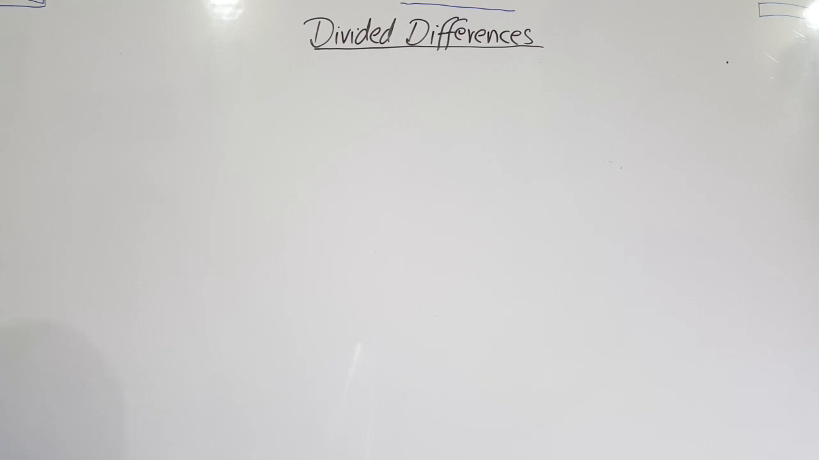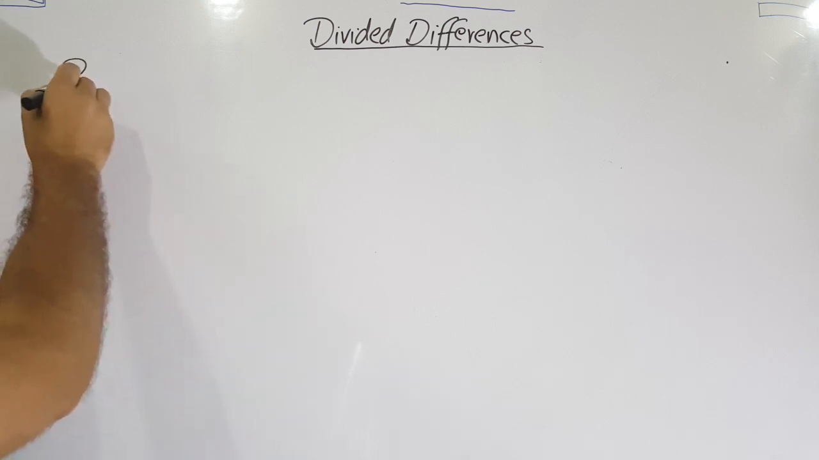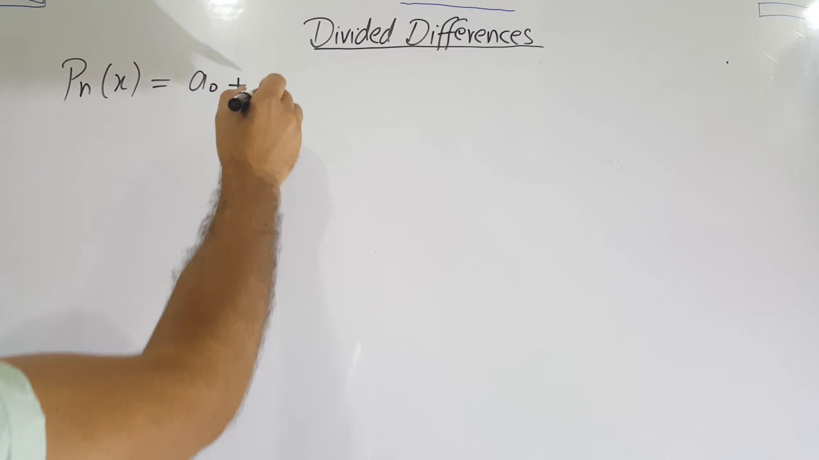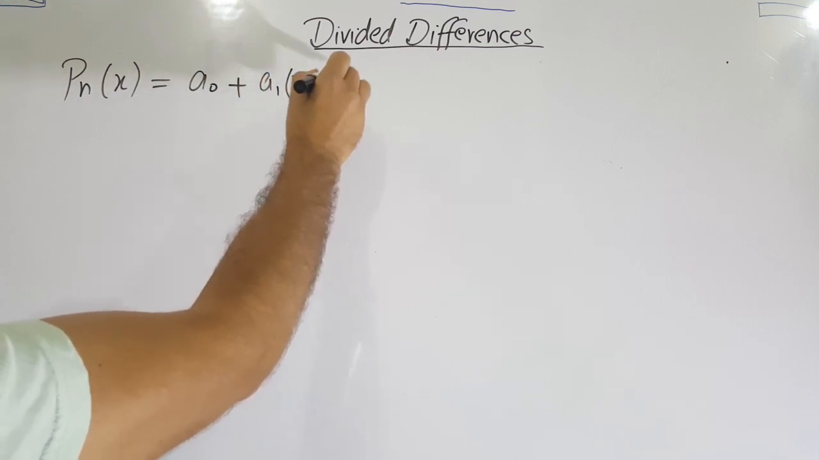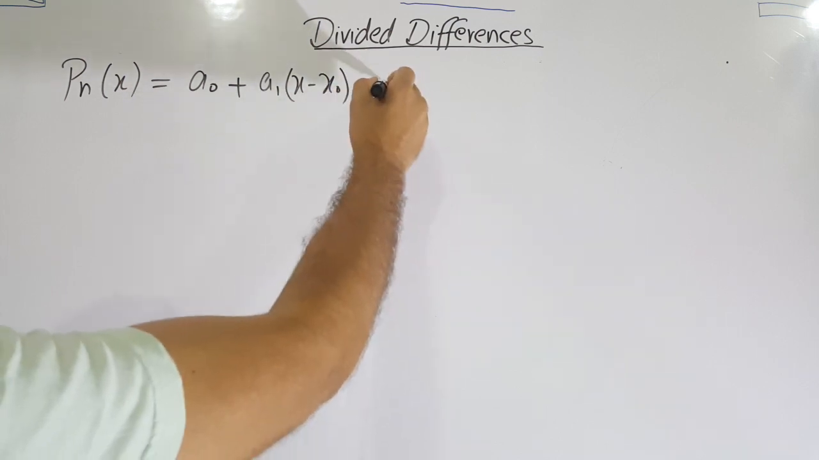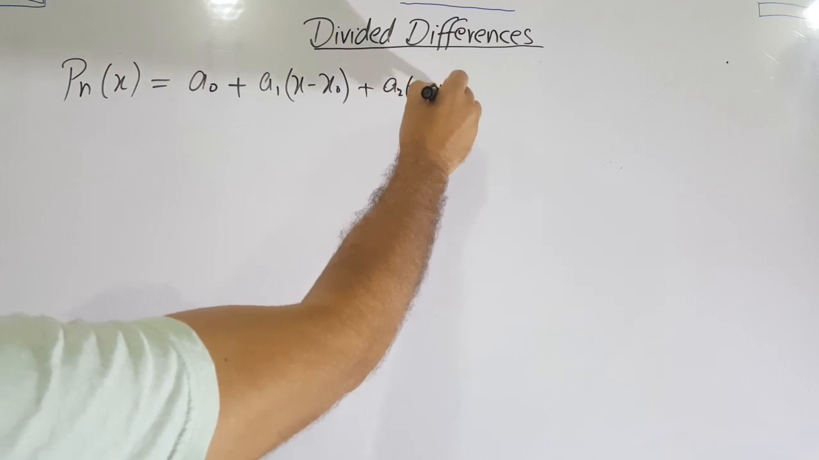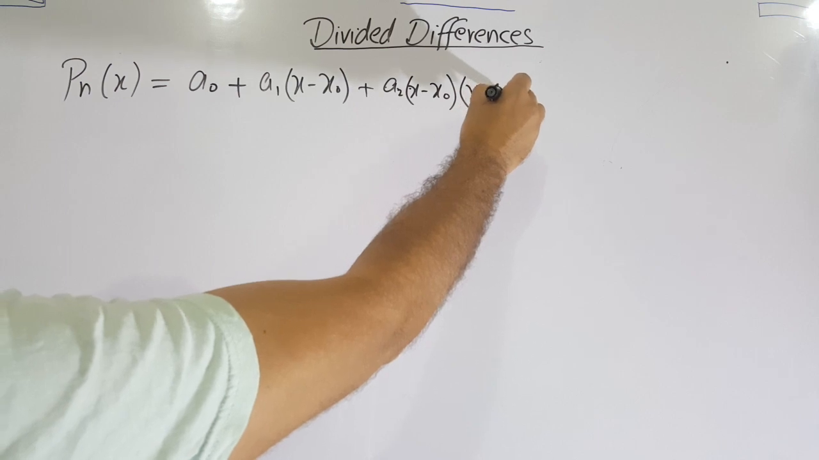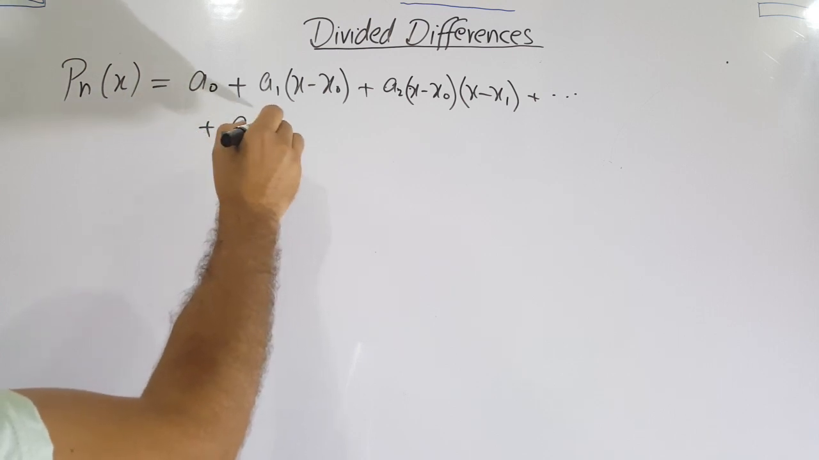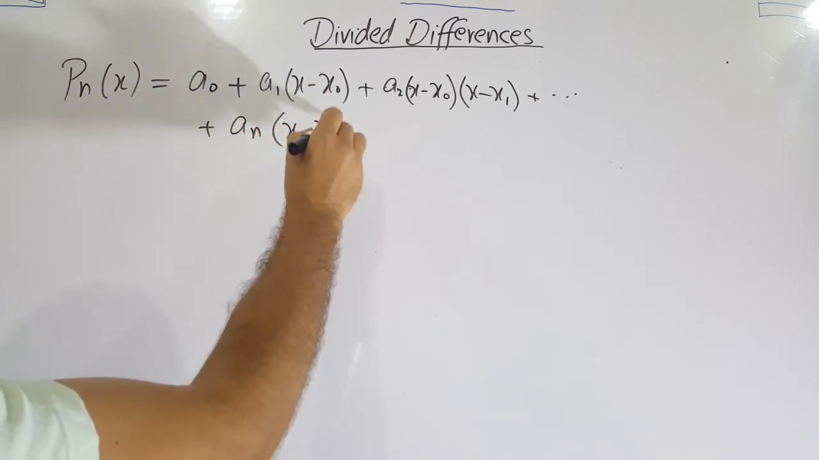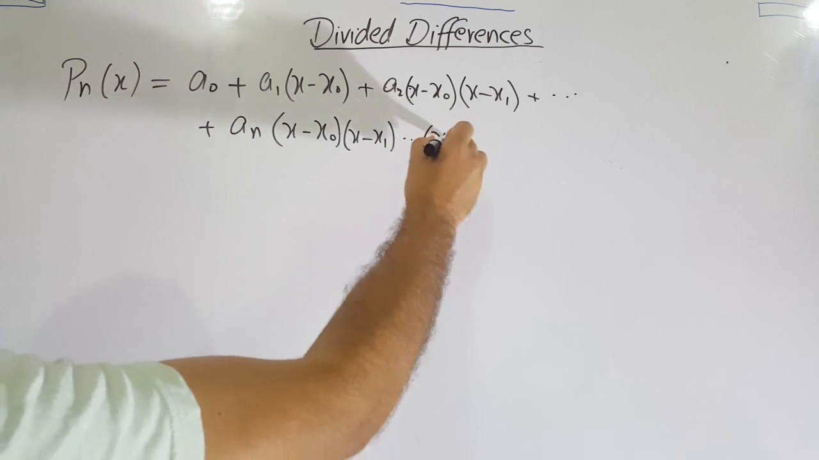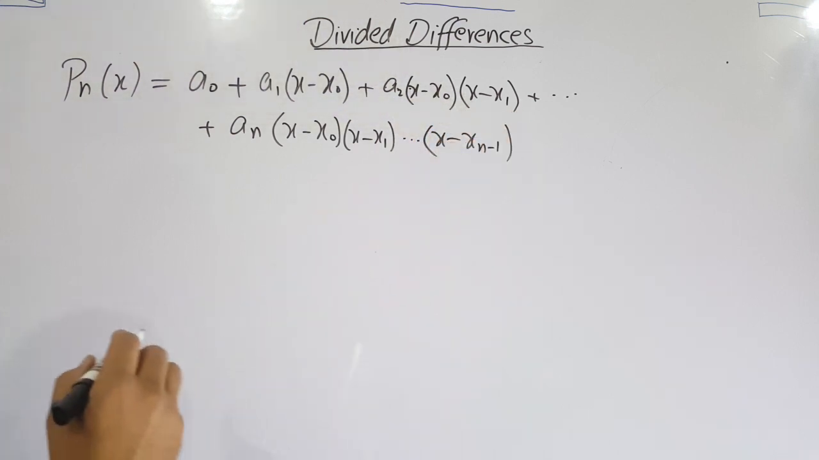Now the same interpolating polynomial can be written in general form as Pn of x is a0 plus a1 times x minus x0, plus a2 times x minus x0 times x minus x1, and so on up to an times x minus x0, x minus x1, up to x minus x n minus 1.